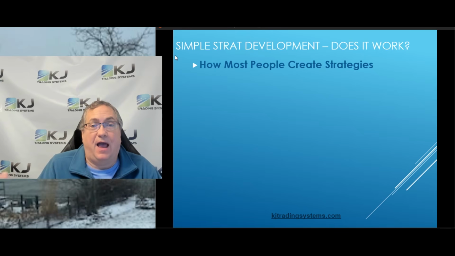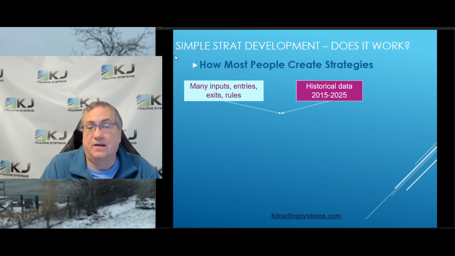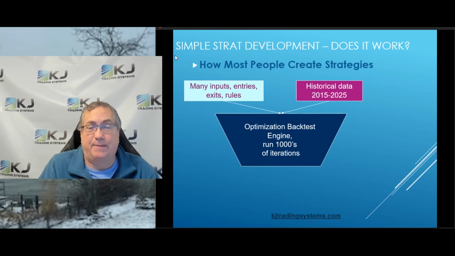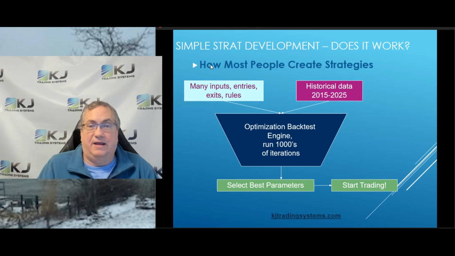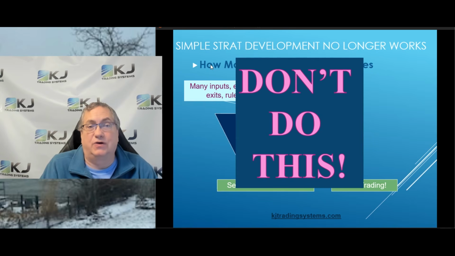But first, I want to explain how most people create strategies, because what most people do is incorrect. And if you start out with a bad process, you're never going to find good entries. Okay? So most people take their entries, their exits, their rules, they put it with all their historical data, they put it in the optimization engine of their trading platform, whether it's TradeStation or Multicharts or NinjaTrader or whatever. They run thousands of iterations, get the best parameters, and then they say, oh, well, those are the best parameters. I'm going to use those and start trading live. If that's what you do, don't do it.